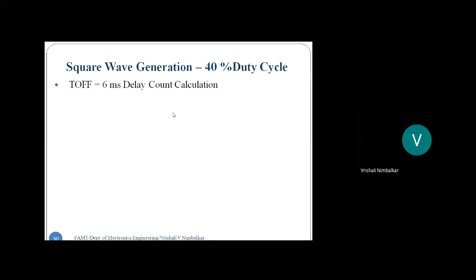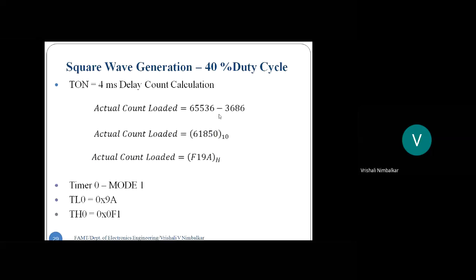Now again use that formula, count is equal to F oscillator upon 12 into 1 upon 6 milliseconds. You do those calculations and you will get a count of 5529.6. After the decimal point, the number is greater than 5, so we are rounding it up, and finally we consider the rounded up count as 5530. In the earlier case, we had rounded it down because it was 0.4.